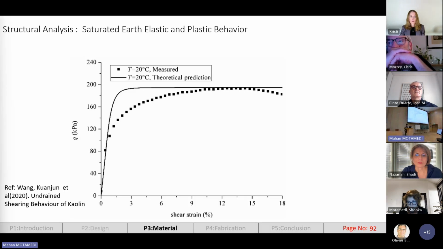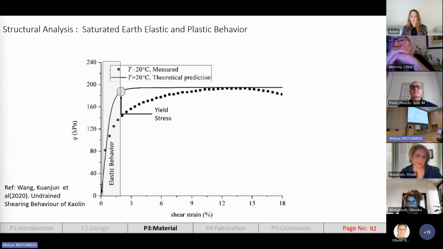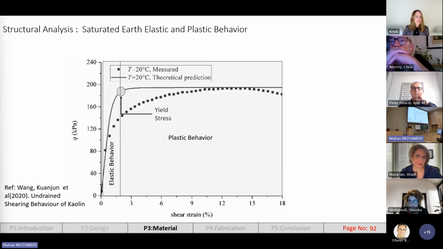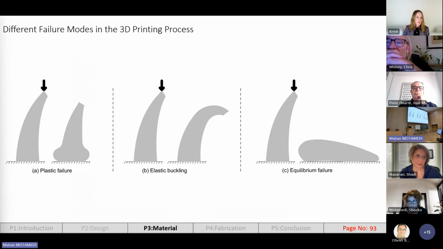So here is the classical stress-strain graph of the specified Calvin clay. Here we have a spot in which the material reaches its yield strength. Before this part, the material will behave elastically, and after it will behave plastically. There are three different failure modes in the process of 3D printing earthen cantilevers. First is plastic failure, second is elastic buckling, and third is equipment failure.